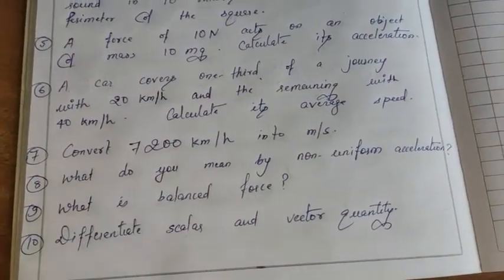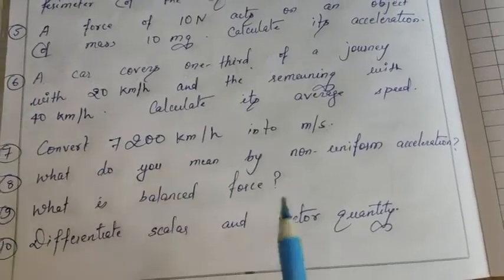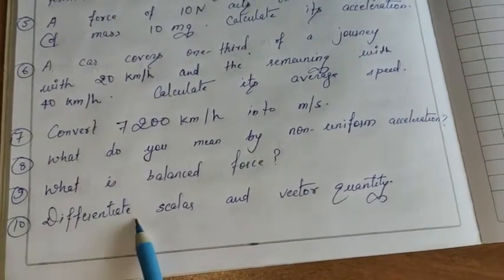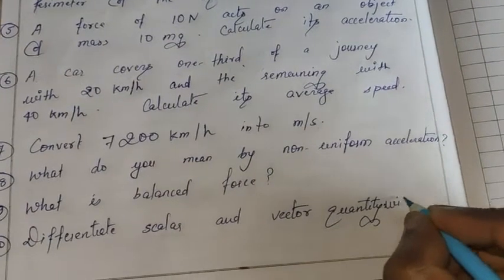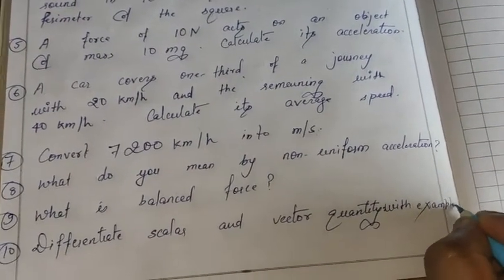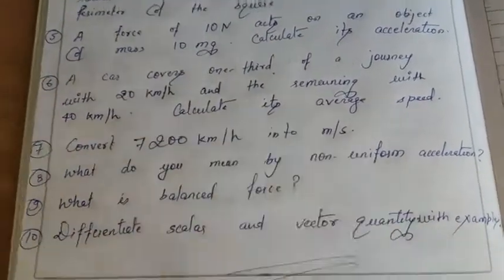Ninth one is, what is balanced force? What do you mean by balanced force? Last question of this practice paper is, differentiate scalar and vector quantity with examples. You have to differentiate the scalar and vector quantities with examples.